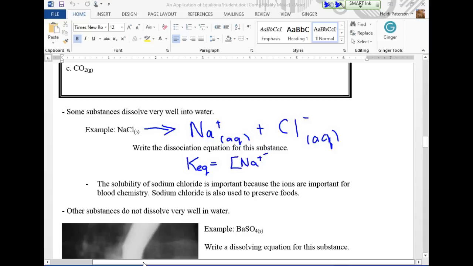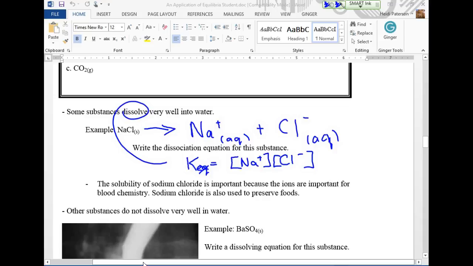You have your salt crystal, which is made up of sodium ions and chloride ions. Those become your top. Guess what? NaCl solid doesn't appear in the K_eq expression. When we use this specifically for a dissolving equation, we're actually not going to call this a K_eq expression anymore.